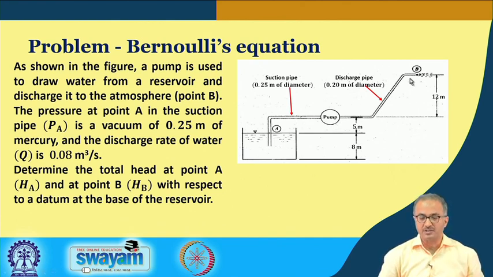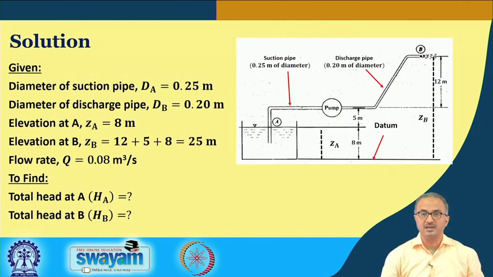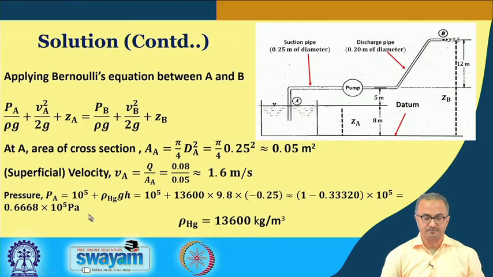So, we have to find out the summation of these three heads at point A and point B. For this, we take all this data. We have been given the diameter of the suction pipe, dA, as 0.25 meter and the discharge pipe has a diameter of 0.2 meter. The elevation at point A is 8 meter and the elevation at point B, as I explained earlier, is 25 meters, and this is the flow rate of water, and we have to find out the total heads HA and HB at point A and point B.